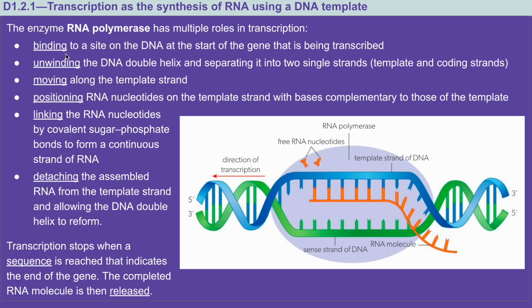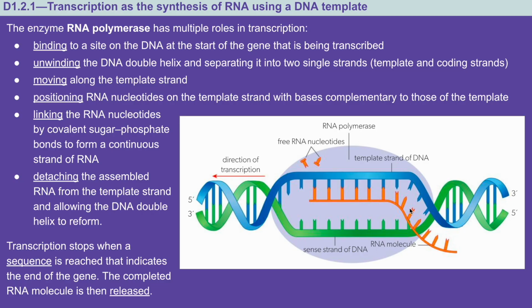What does it do? First, it's going to bind to a site on the DNA at the start of the gene that is being transcribed. It then unwinds the DNA double helix and separates it into 2 single strands. RNA polymerase is then going to move along the template strand, and it's going to position RNA nucleotides on the template strand with bases that are complementary to those of the template. So here you can see the template strand is in blue.